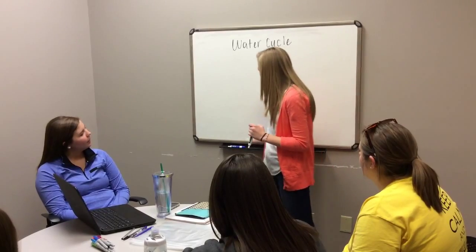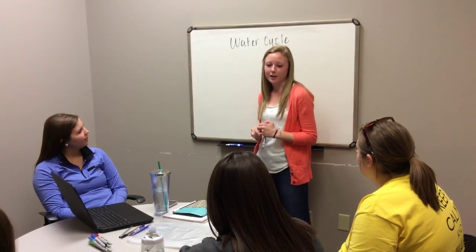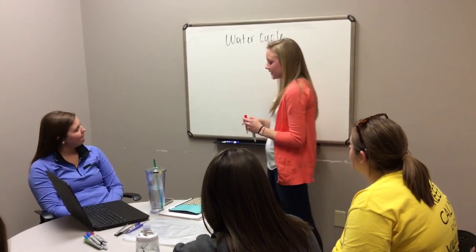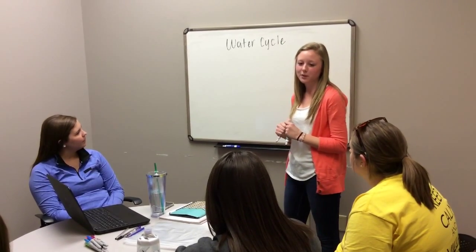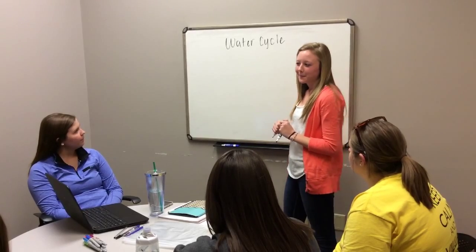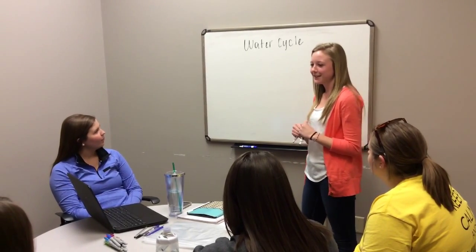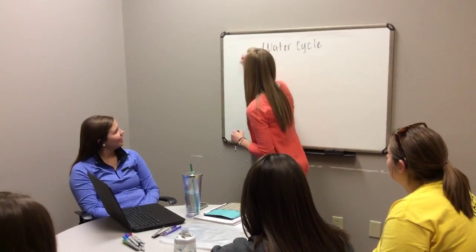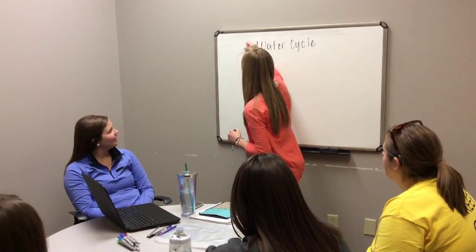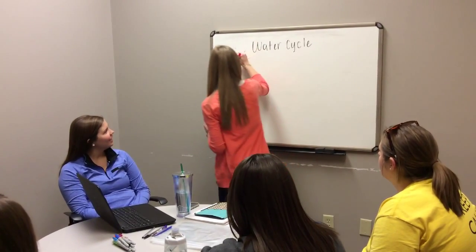So there are 3 phases of the water cycle, and that's what we're going to be learning today. And there's one thing that powers the whole water cycle. Who knows what that is? Anyone have any guesses? Water. No, the sun powers the water cycle. So without the sun, we can't have the water cycle.